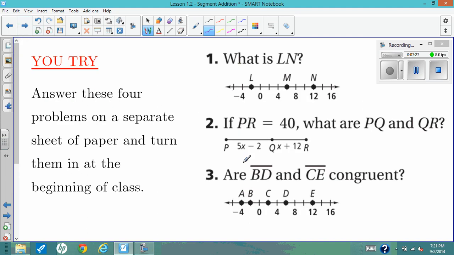Please do these 3 questions on a separate sheet of paper. Make sure your name's on top. Make sure you can hand it in to me, and your notes are not on the same paper. Again, these are not graded, so do the best you can.